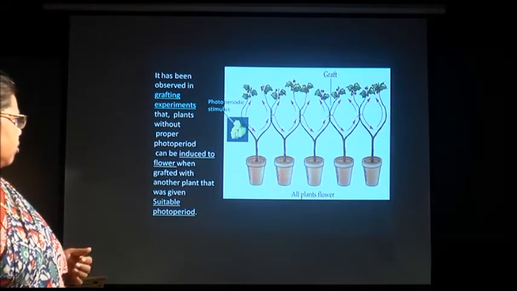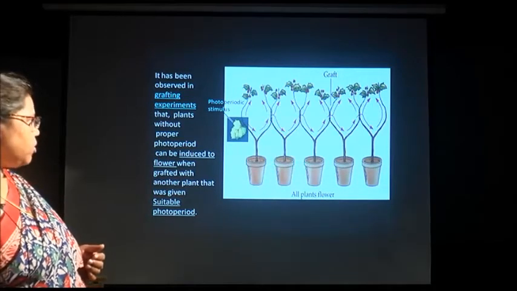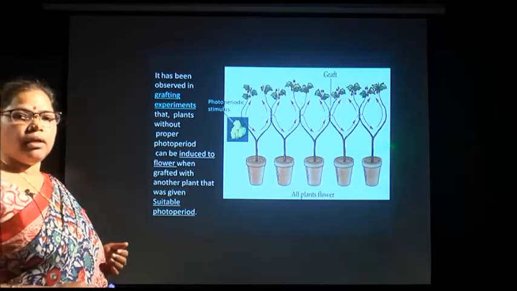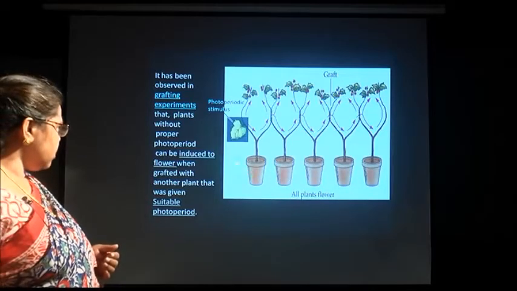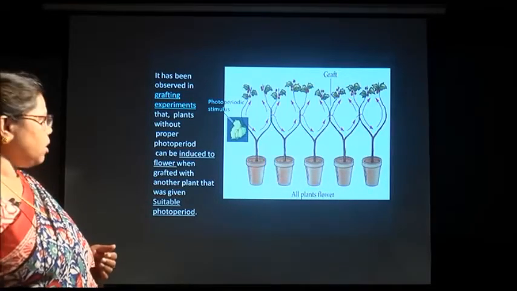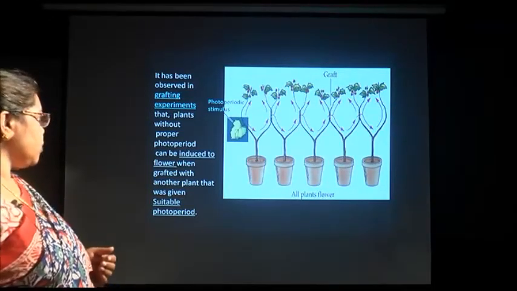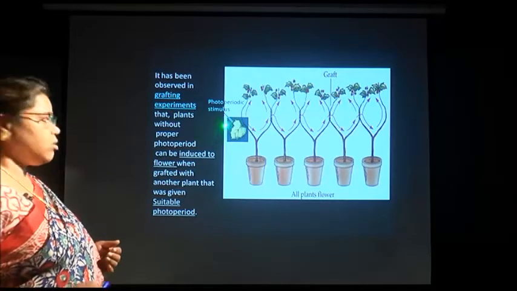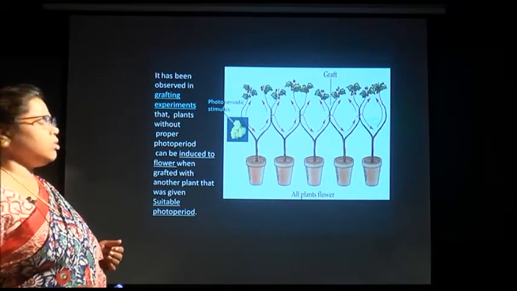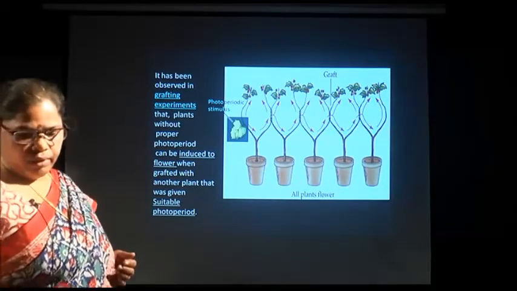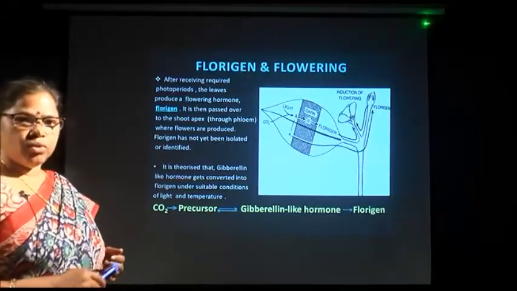So what is observed is that not only the plant next to this first plant, but all these plants can flower, or flowering can occur on all these plants. Only this first plant has received the photoperiodic stimulus, but all the plants grafted to it can also be induced to flower. So this indicates that a certain hormone must be produced in the first plant, which is transmitted to the grafted plants and induces the flowering. And this hormone is known as florigen, which induces flowering.